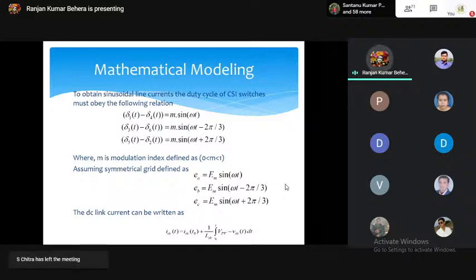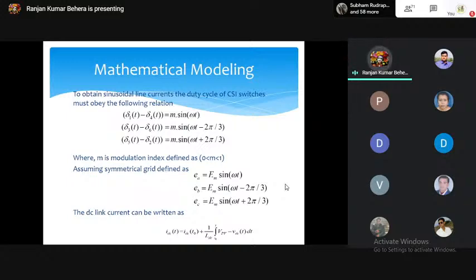And the modulation index also, I can tell you, it is within 1 actually. Why? Because we cannot operate at 1 also. We go up to 0.866 modulation index as a linear range. Above that, it is like a saturated range.